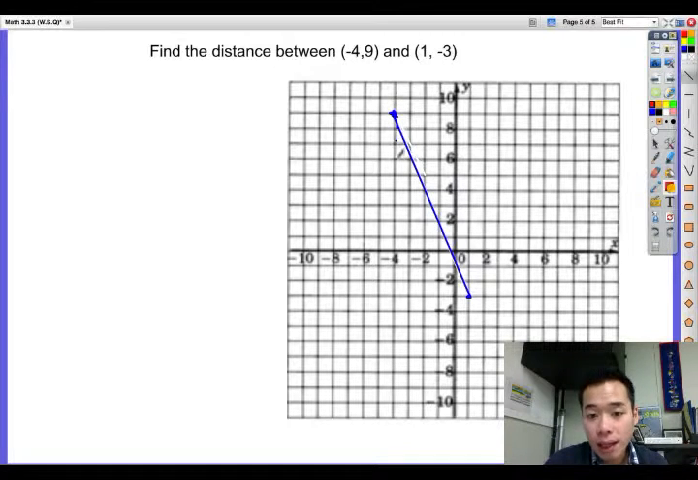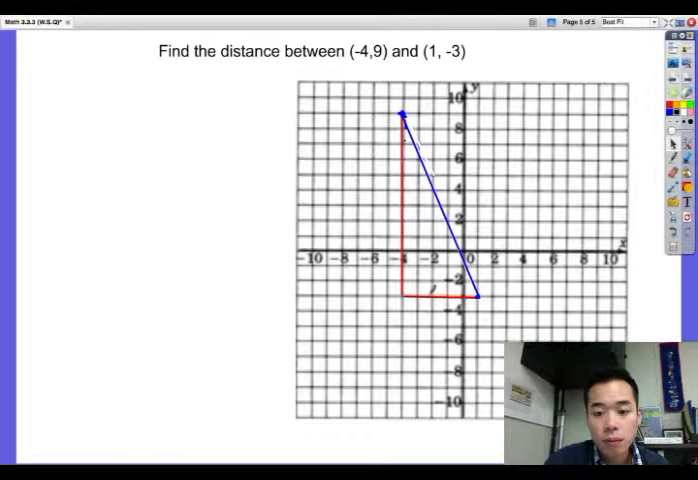So in order to find the length of this, I need to build myself a right triangle. And I know I can do it right there. And you can do it on the other side too if you want. Let me move it down a little bit. Okay. That's all you need to do. And here's my right angle. I need to go 1 unit, 2 units, 3 units, 4 units, 5, 6, 7, 8, 9, 10, 11, 12. This is 12 units tall. And this is 1, 2, 3, 4, 5. And that's 5.